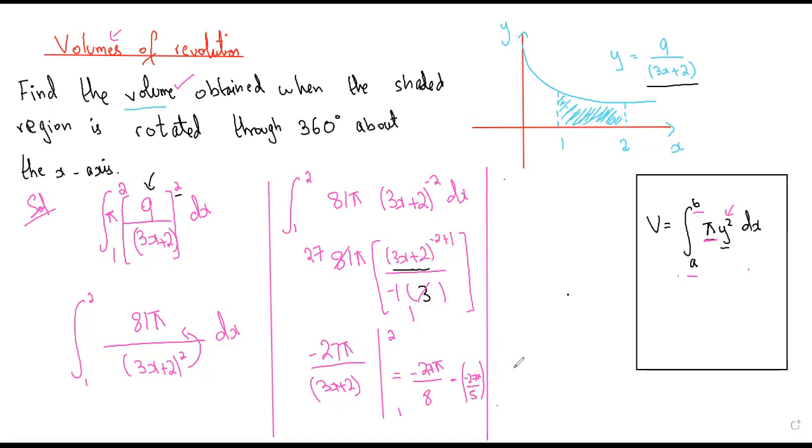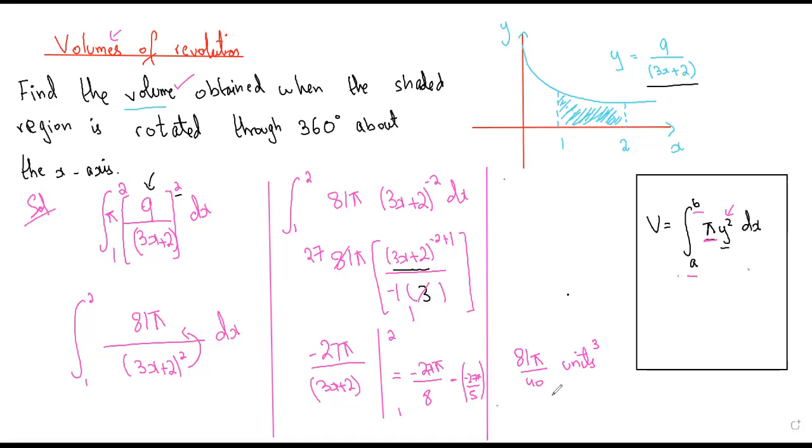I'm sorry about my writing here. Once we simplify this, we are going to get 81 pi over 40 units squared, or what? Cubed. Cube. Very well done. Excellent. Okay, so I'll repeat this and then that is it. So what are we doing here?